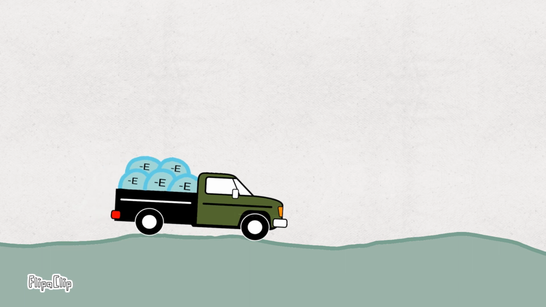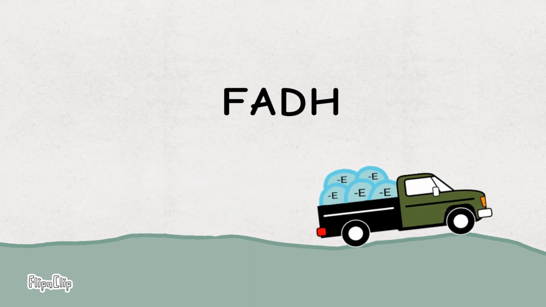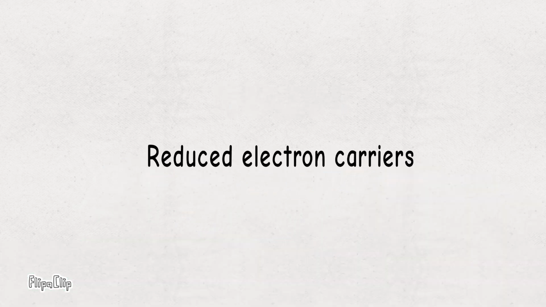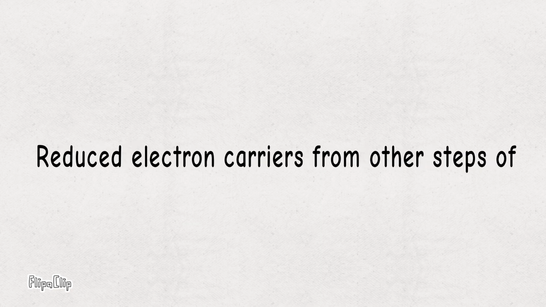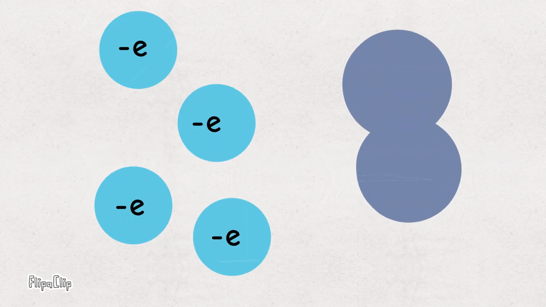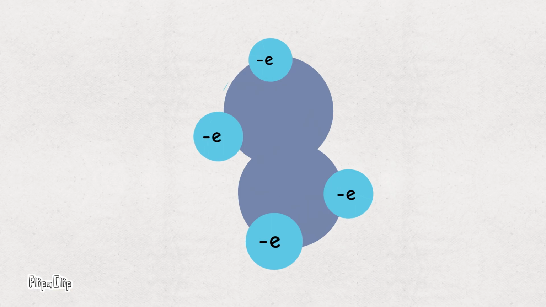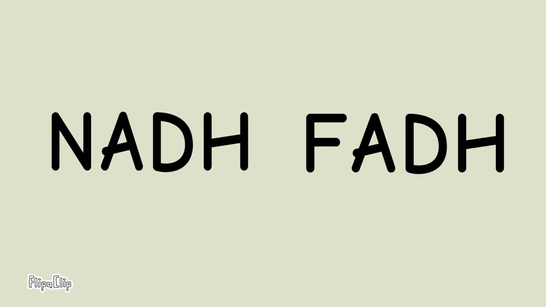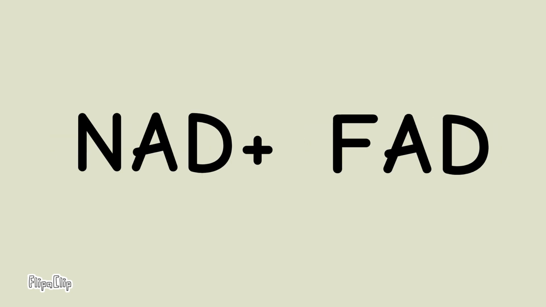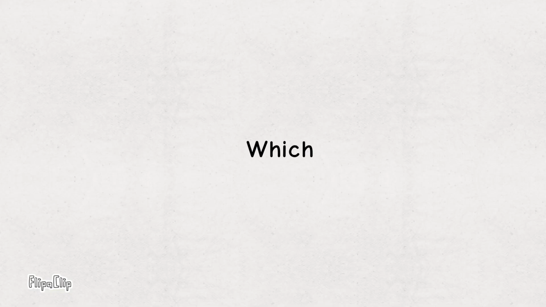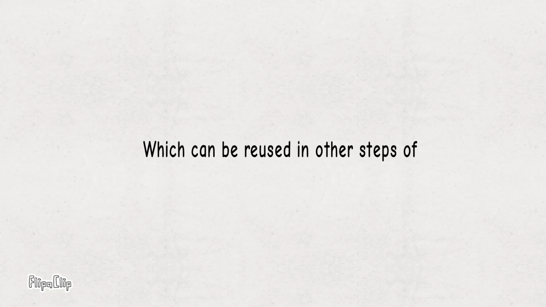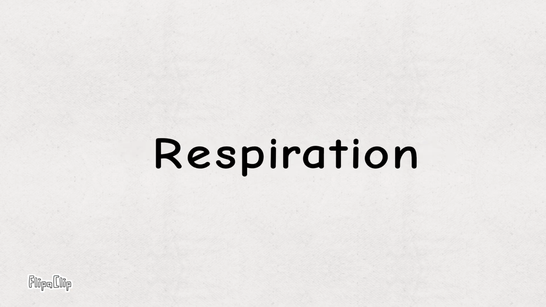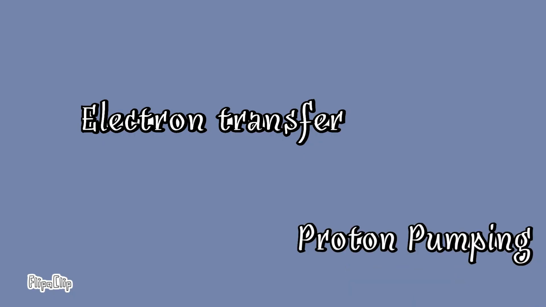Delivery of electrons: NADH and FADH2, the reduced electron carriers from other steps of cellular respiration, transfer their electrons to molecules near the beginning of the transport chain. In the process, they turn back into NAD+ and FAD, which can be reused in other steps of cellular respiration. Electron transfer and proton pumping.